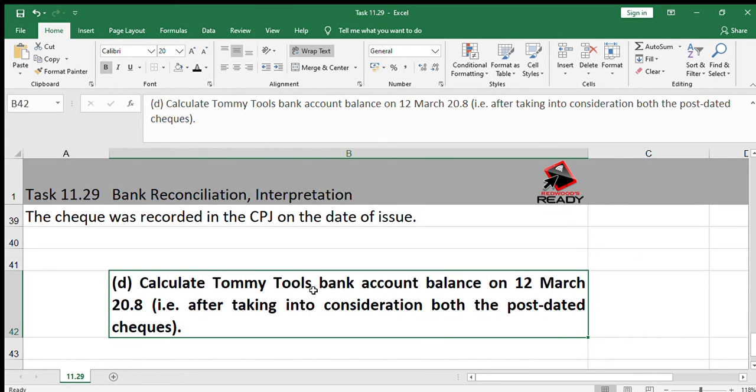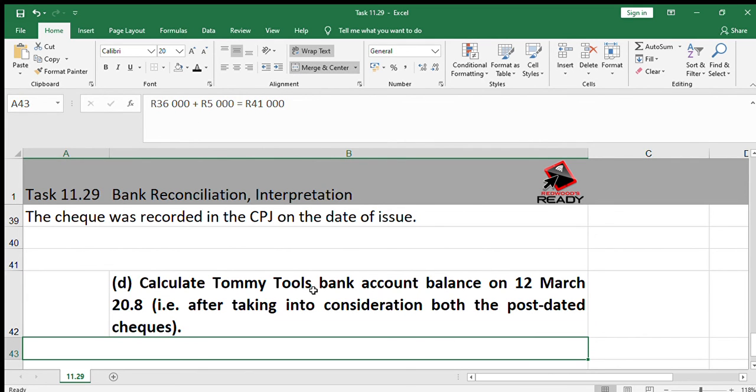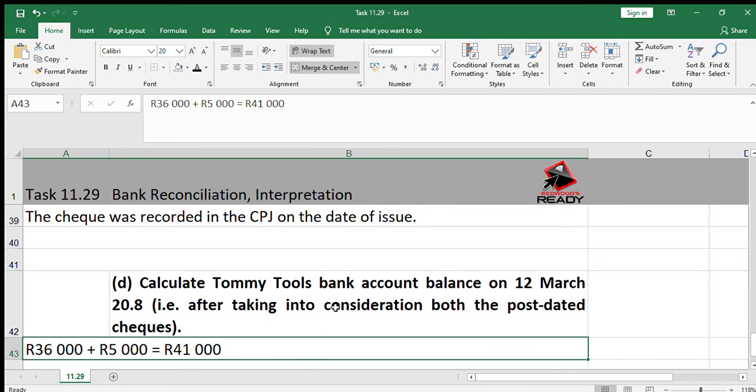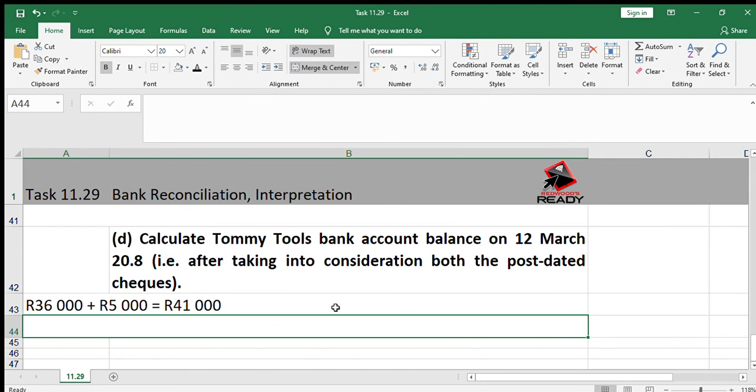Calculate Tommy Tools bank account balance on 12 March, that is after taking into consideration both the post-dated checks. So it would be 36,000, plus the 5,000. The 36,000 already included the post-dated check which was issued. So all we have to do is add on the post-dated check which we have received to get the new balance of 41,000 Rand.